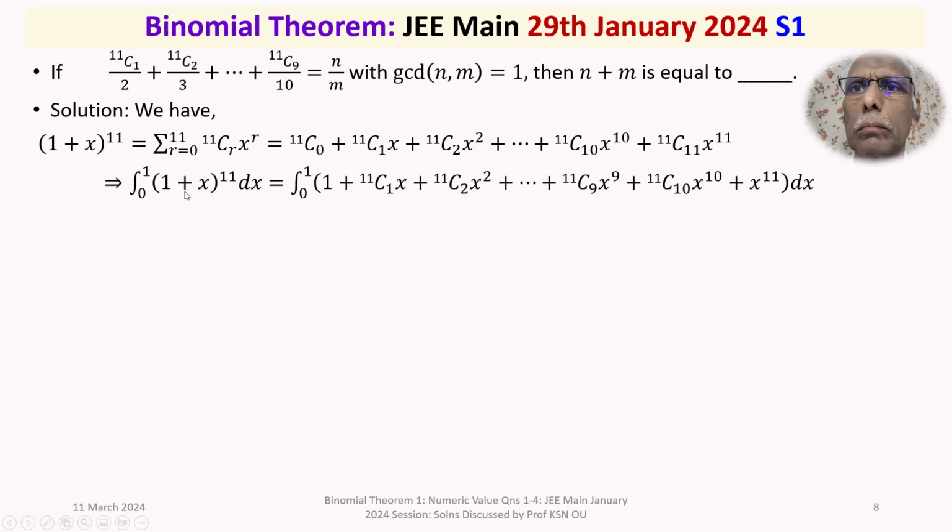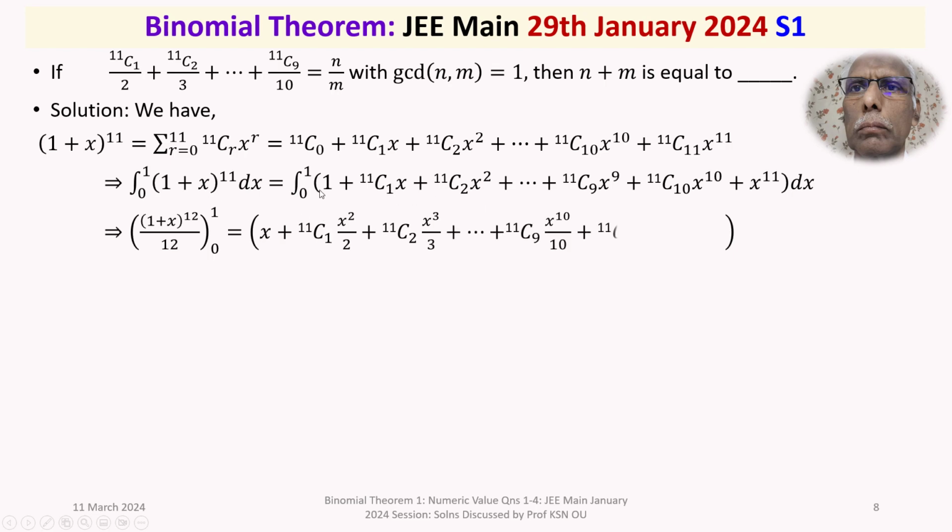Now if you integrate the left hand side, it is (1 plus x) to the power of 12 by 12, to be evaluated between 0 to 1. And on the right hand side, integral of 1 is x plus 11c1, integral of x is x squared by 2, plus 11c2, integral of x squared is x cubed by 3, and so on and so forth. So the last term we have written as 11c11 x to the power of 11. 11c11 is 1 only, 1 x to the power of 11. So when you integrate, it will be x to the power of 12 by 12, to be evaluated between 0 to 1.